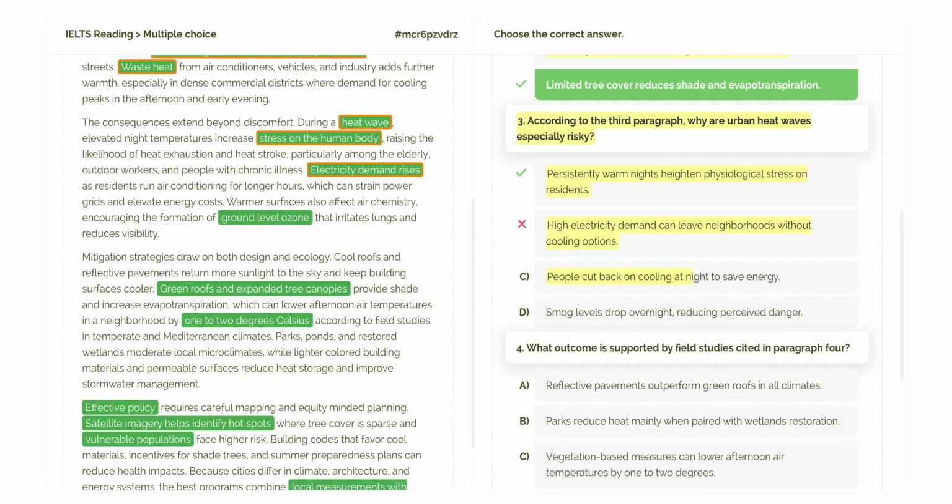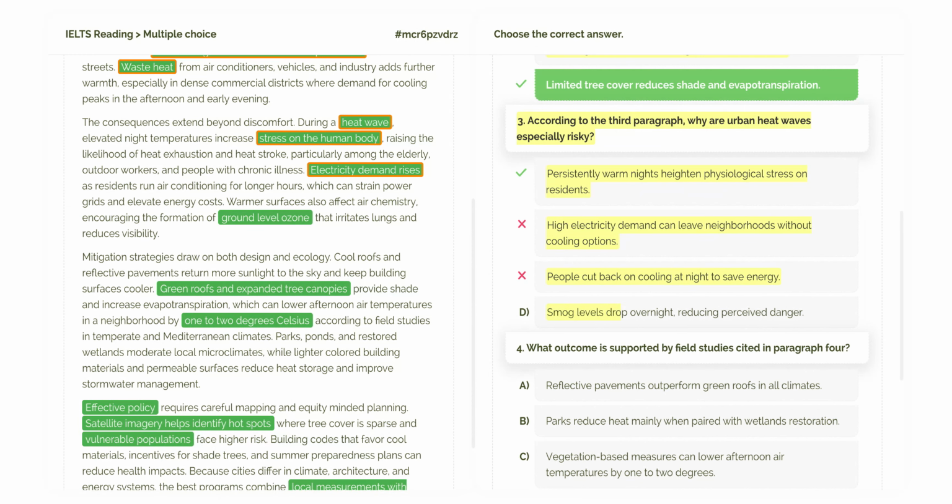People cut back on cooling at night to save energy. Let's look at the third paragraph again. It says electricity demand goes up because residents run air conditioning for longer hours. It does not mention people cutting back to save energy. In fact, it suggests the opposite. This option is incorrect.